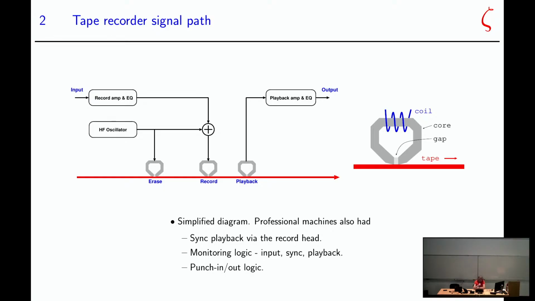So, basic introduction to tape machines. You have a tape which is moving from left to right, the red thing here. There are three, what they call recording heads. One is used to erase a tape, the second to record the signal, and the third one to playback.